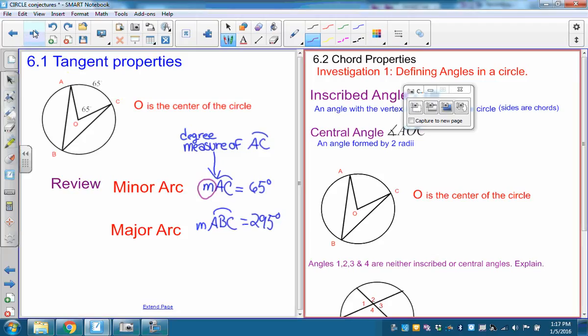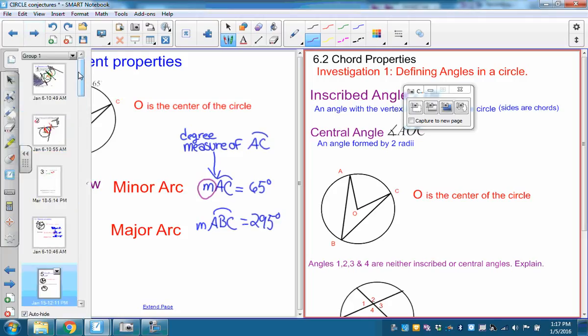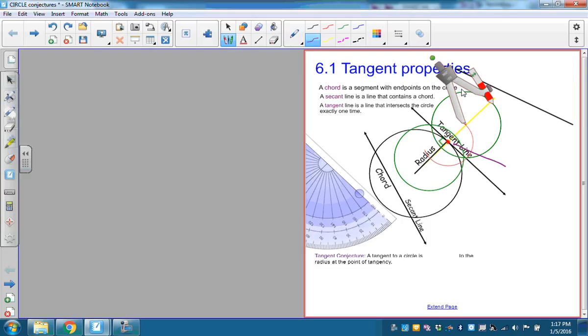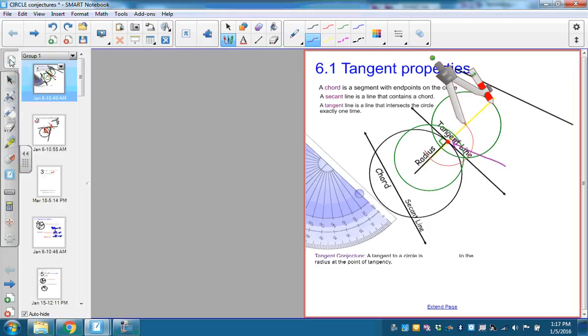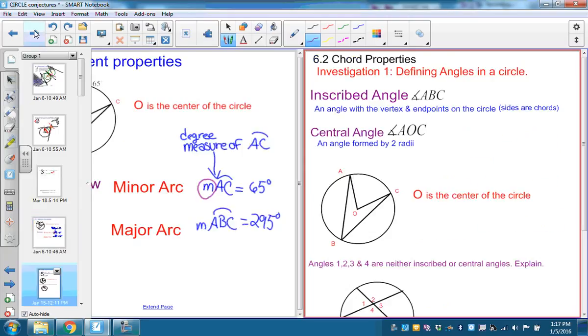And then the other property we talked about was that the tangent intersects the radius at the point of tangency at a right angle. And those properties you need to know to do the new things today. So we're going to just start with chord properties.